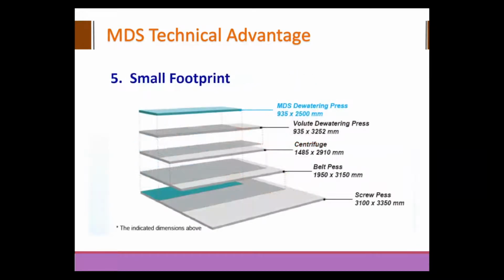Number five, small footprint. MDS only requires a smaller footprint, suitable for customers who have limited space available, and is easy to replace other types of dewatering equipment. As you can see, the MDS dewatering press has a small footprint compared to the volute dewatering press, centrifuge, belt press, and also screw press. So this is an advantage for factories that do not have free space. We highly recommend using this MDS to replace the existing big-size dewatering system.